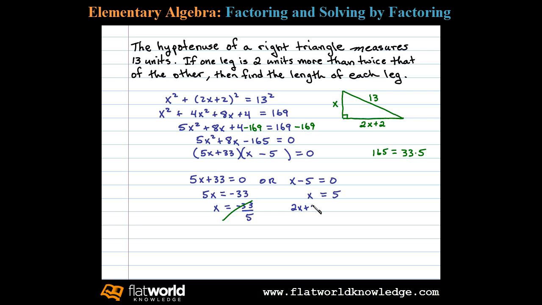Use 2x plus 2 to back substitute to find the length of the other side. In this case, we have 2 times 5 plus 2, which is 10 plus 2, and that gives us 12. So x measures 5 units, and the other leg measures 12 units.